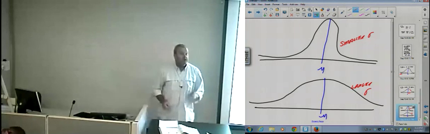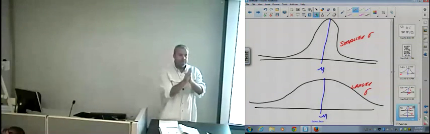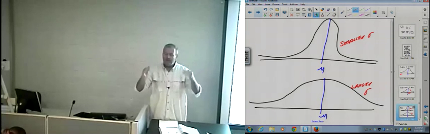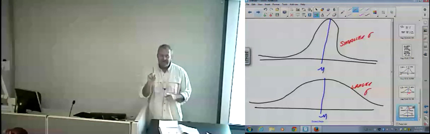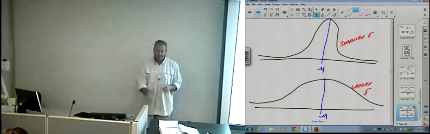So here's the deal. The mean controls where it's located. The standard deviation controls how tall the peak is. It doesn't matter where it's located. It doesn't matter how tall the peak is. The area is still only 1. Does that make sense? Okay?